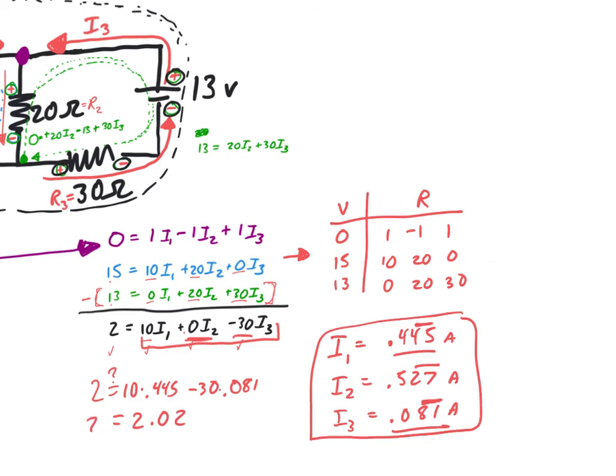And I get 2.02. Are they equal? Not exactly. Are they good enough? Yes. They're good enough because I know that there's some rounding issues because this is a repeating decimal. All of these have repeating decimals in there. So this rounding here is okay.